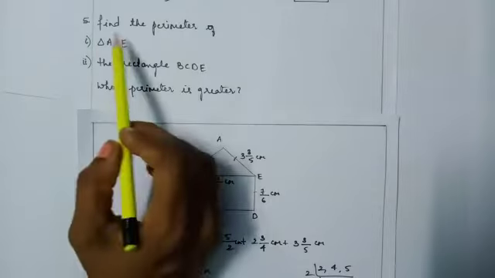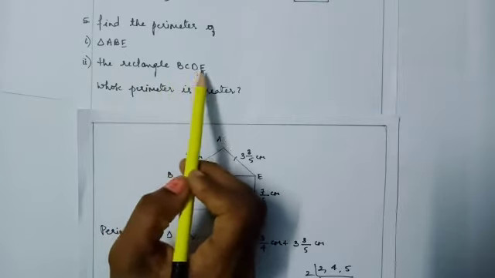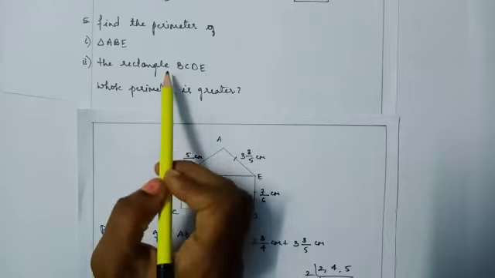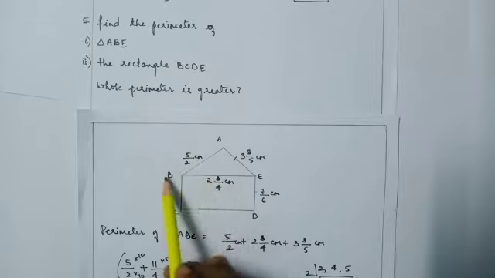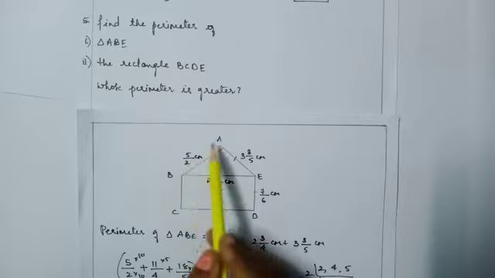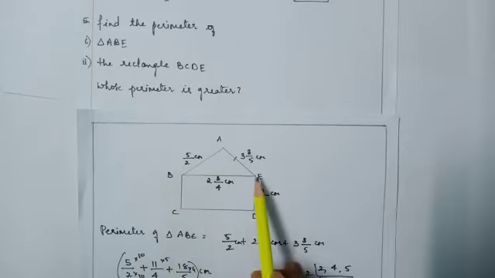The next sum: to find the perimeter of triangle ABE and to find the perimeter of the rectangle BCDE, and whose perimeter is greater. We are supposed to judge whose perimeter is greater. So consider the diagram. We are supposed to calculate the perimeter of the triangle ABE, that is nothing but to add the three sides of the triangle. Then we can see the rectangle here, that is BCDE. We are supposed to calculate the perimeter of this rectangle, that is nothing but to add all the four sides of this rectangle.